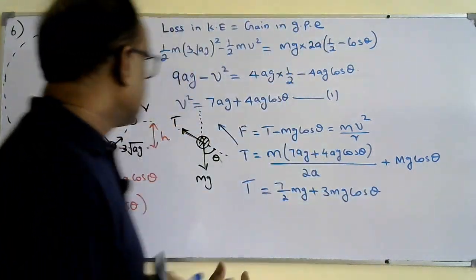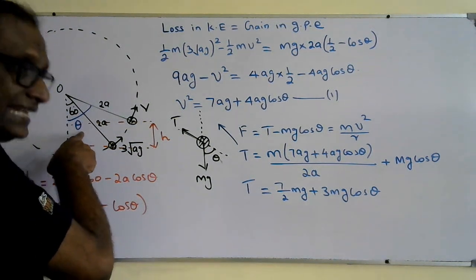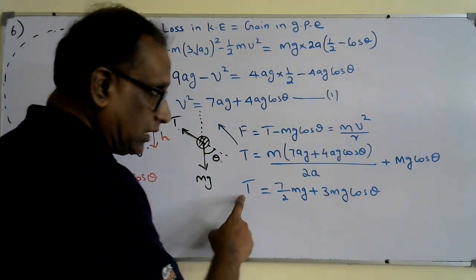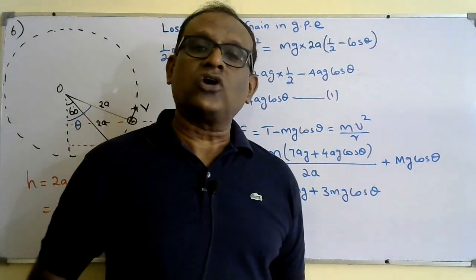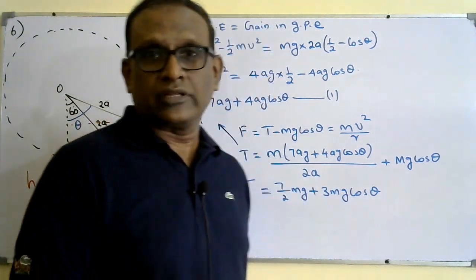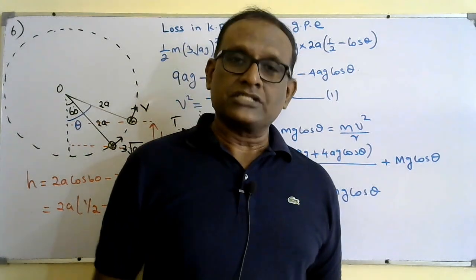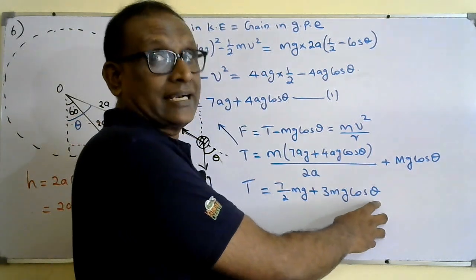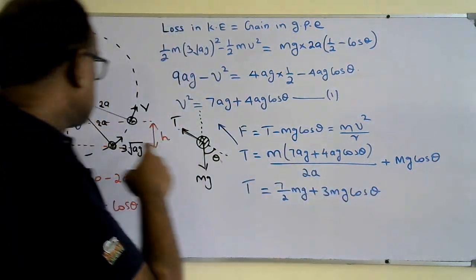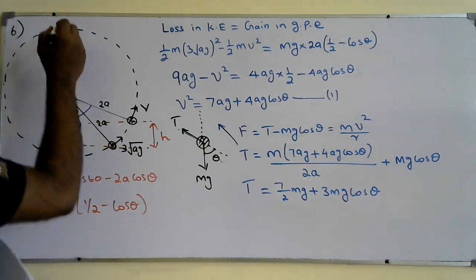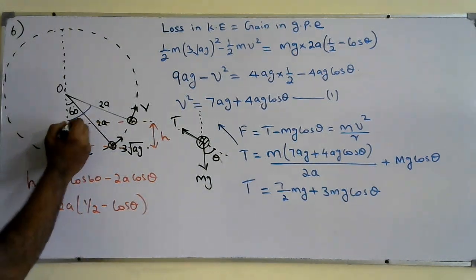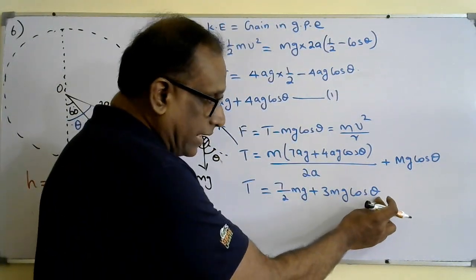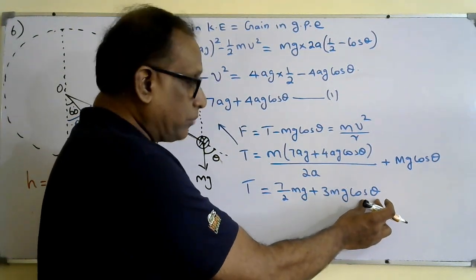Now, when it moves on a circular path, theta is going to vary. So the minimum value of T will occur when cos theta has the minimum value. You know the range of cos theta is from +1 to -1, so the minimum value of cos theta is -1. That occurs when theta equals 180 degrees or pi radians. That means when the particle goes to the highest position, theta will be pi radians or 180 degrees. So when theta becomes 180 degrees, cos theta is the minimum value, -1.